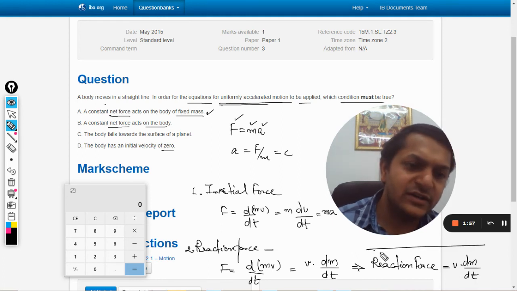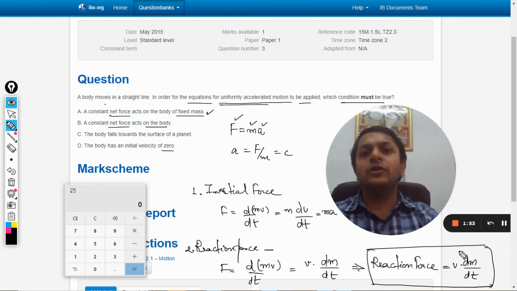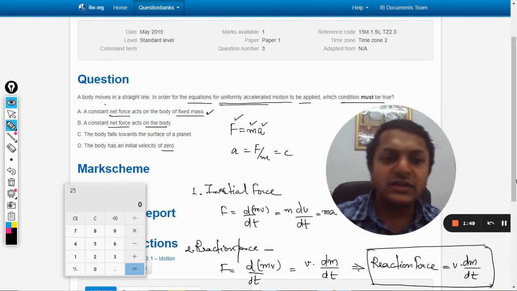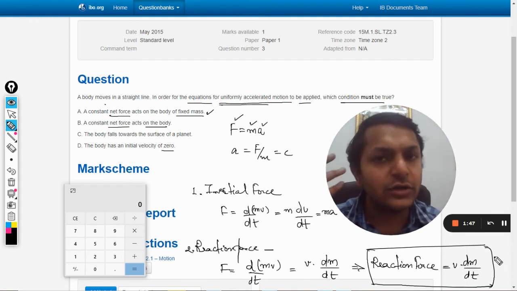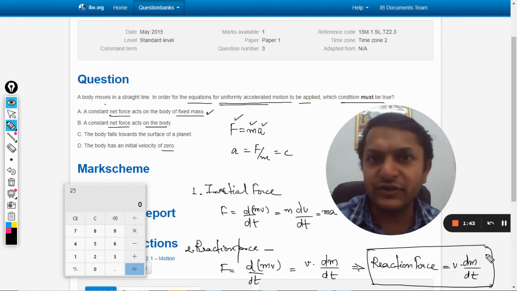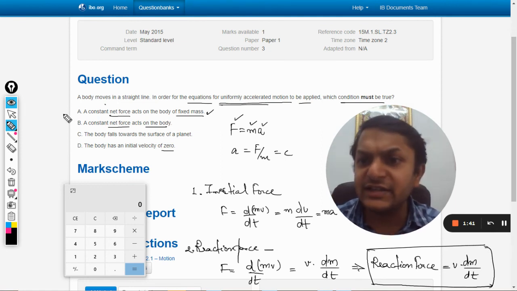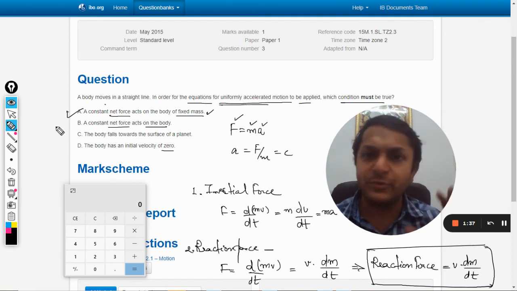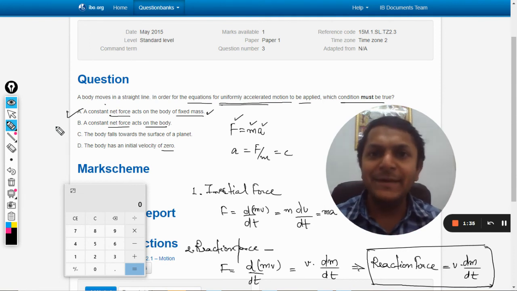So you can see here that this is a force that might act on a body like a rocket, where the mass is actually not constant, but even then it is being acted upon by a constant force. So in this case, we will go for A. Specifically, A is the best option to be taken. All the best. Bye.